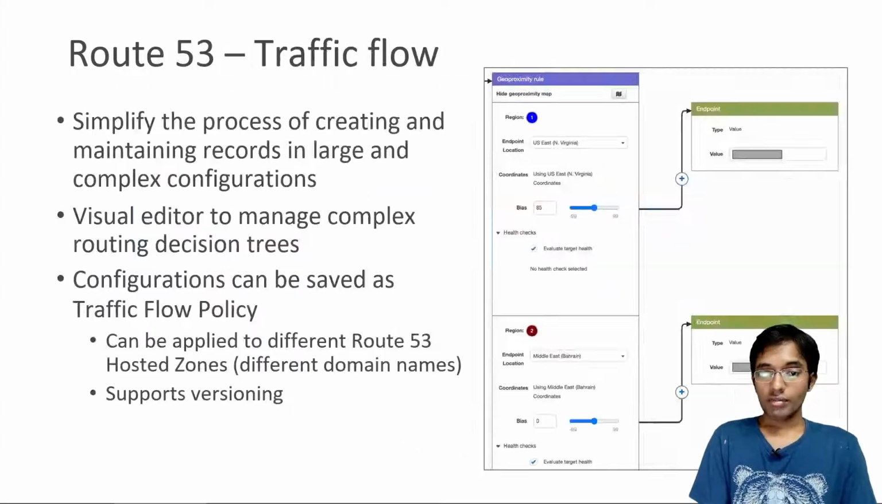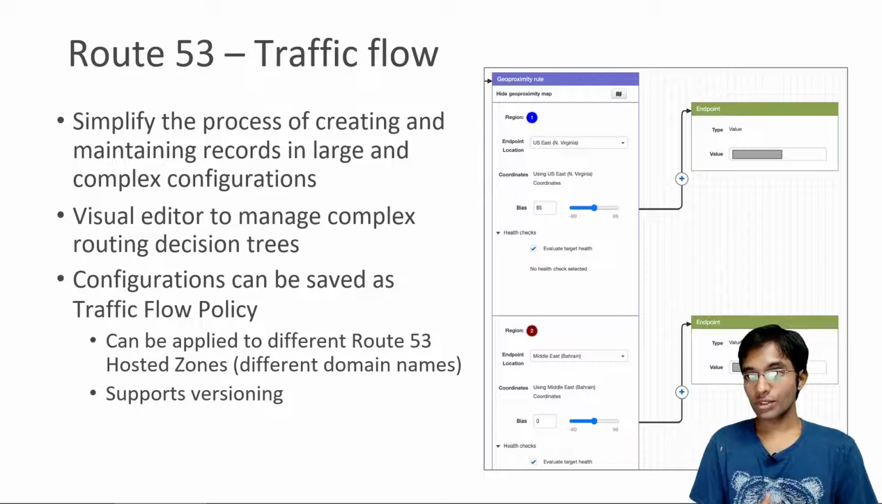So now the traffic flow, we'll be seeing how we'll be using this, and what the charges are for the traffic flow. Okay, so the traffic flow is a feature of Route 53 which allows you to easily create and maintain very complex and large records as well as geoproximity records. So it's a visual editor.